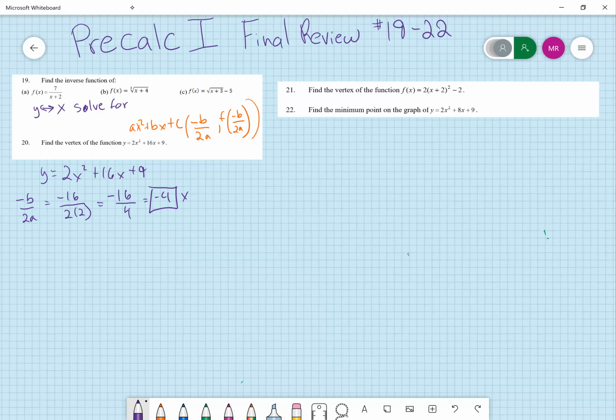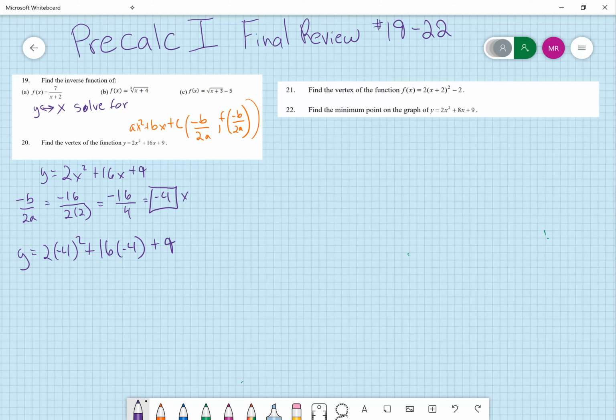And so we put that in to get our y value. So we get y equals 2 times negative 4 squared plus 16 times negative 4 plus 9. So we're going to walk through this a little bit.